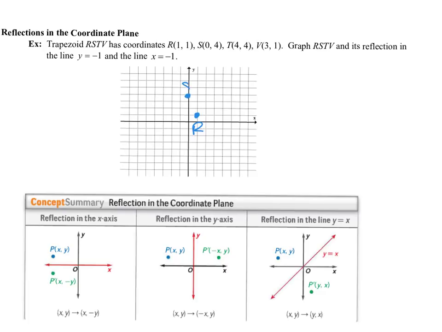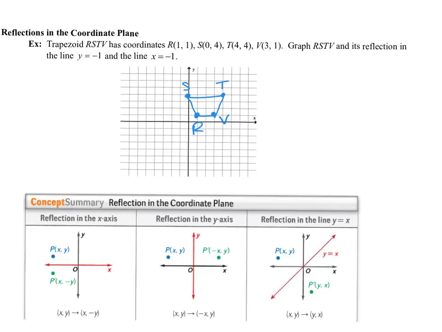There's S. Okay, and then point T is at (4, 4). So from the origin, go to the right 4 and up 4. So T would be, let's see, 1, 2, 3, 4, 1, 2, 3. There's point T. And then finally, V is at the point (4, 1), 1, 2, 3, 1. All right, so draw your trapezoid. R, S, T, V, okay?